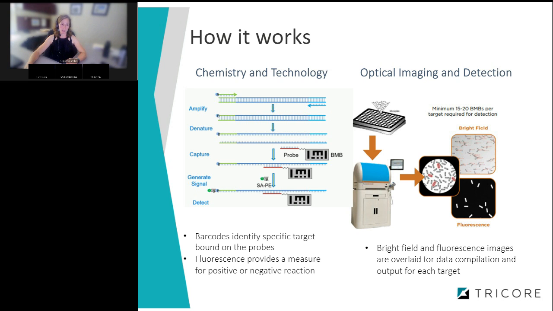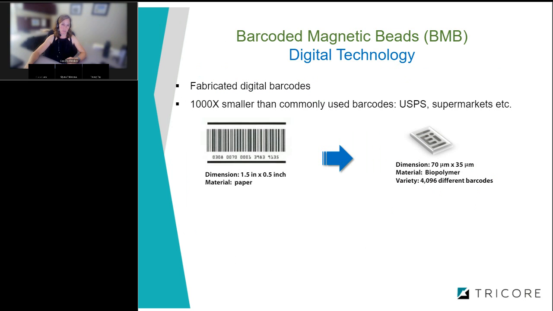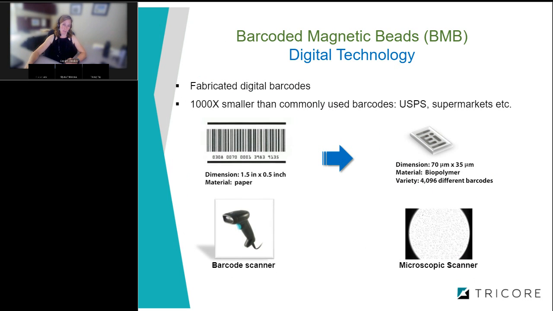Unbound SAPE gets washed away, and the phycoerythrin is then excited. They use a microscope to actually overlay the bright field and fluorescence images. The fluorescence provides an idea of the power of the signal, and the barcoded magnetic beads can be read by the microscope and give the identity of the pathogen present. So what is a barcoded magnetic bead? It's a fabricated digital barcode, just like you would see at the supermarket, or you might scan in with your container ID. Essentially, the barcode scanner is similar to the microscopic scanner. It's just a much, much, much smaller barcode.